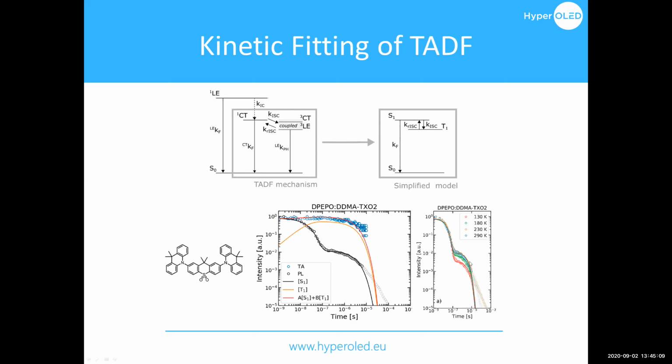Also, when you do these measurements at different temperatures, you find that at lower temperatures, where the T1 state might be below what thermal energy can provide to allow RISC, the delayed component becomes slower and also smaller. So there's your thermally activated part of thermally activated delayed fluorescence.